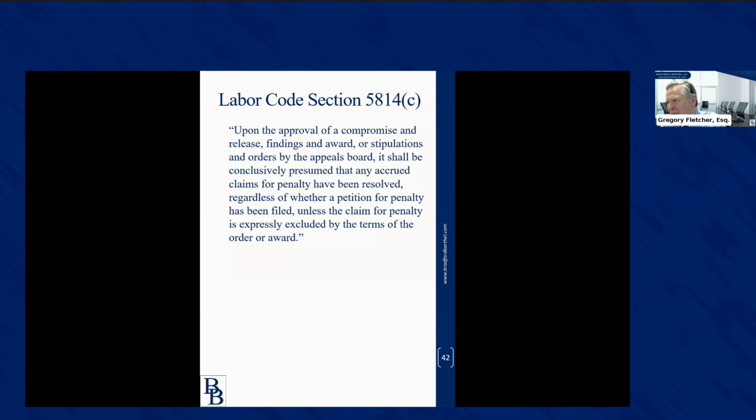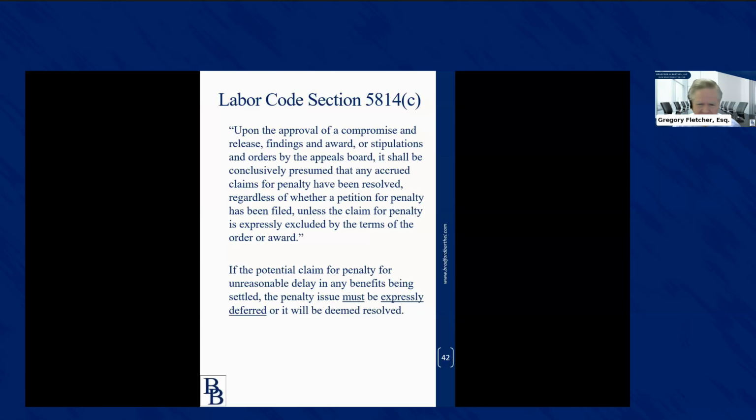If somebody has claimed a penalty, or if somebody's claiming your TD is late, and you recite the TD that you paid in your stipulations with request for award, and there's no mention of penalties in there, those penalties are gone. And I've had judges enforce this. If the claim for penalty for unreasonable delay in any benefits is being settled, the penalty issue must be expressly deferred, or it will be deemed resolved.